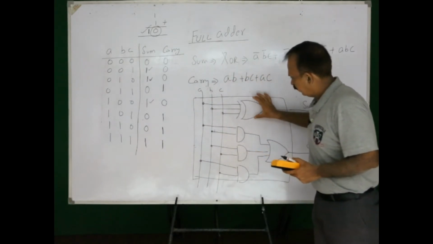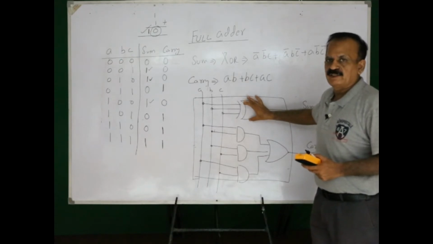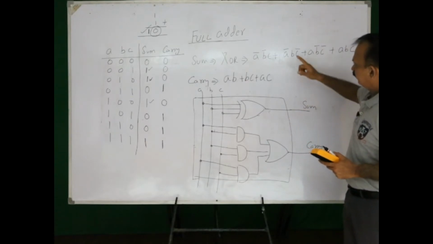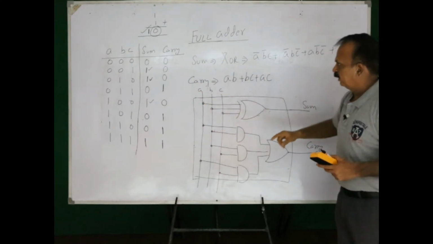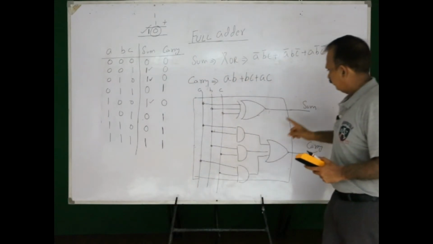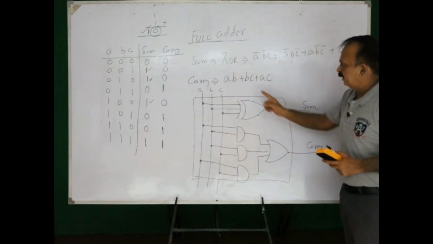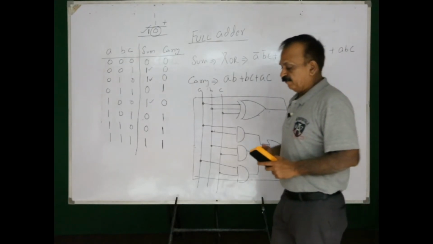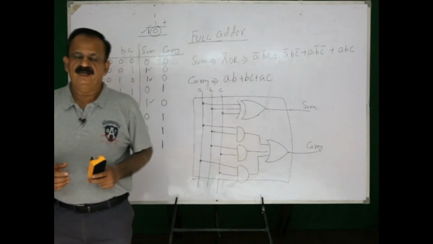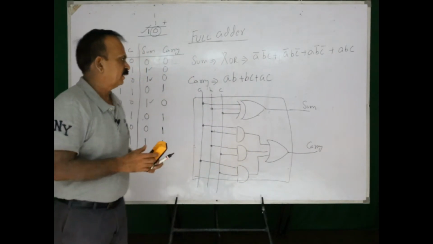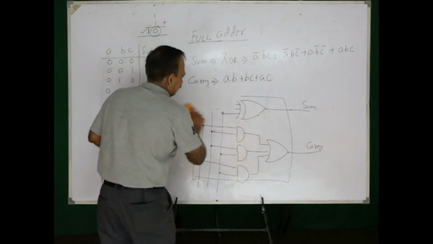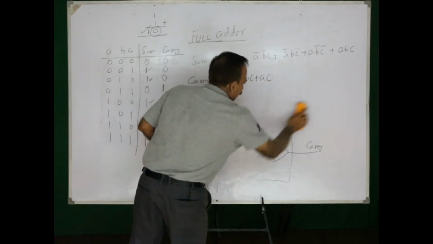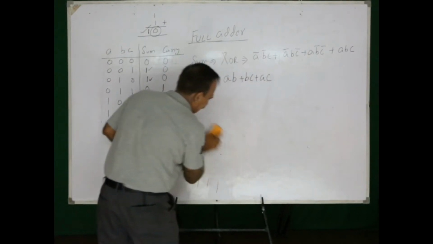I have a gate for implementation of sum, and I have gates for implementation of carry. The output will be this expression with the help of this XOR gate, and this is having the output expression AB, BC and AC. If I want to implement it with the help of NAND gate, that is a universal gate, then the circuit diagram will be something like this. So we will be implementing these two expressions by using only NAND gates.